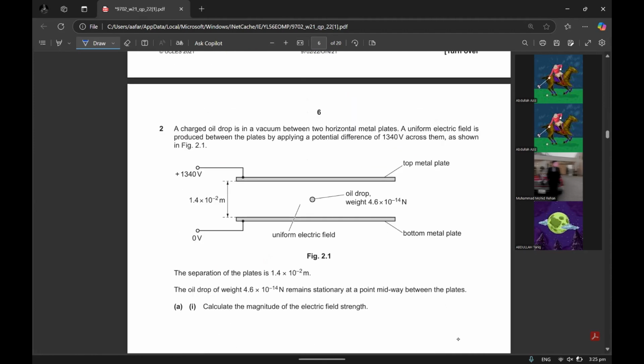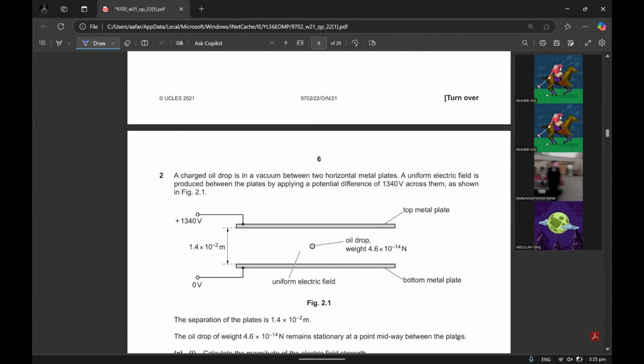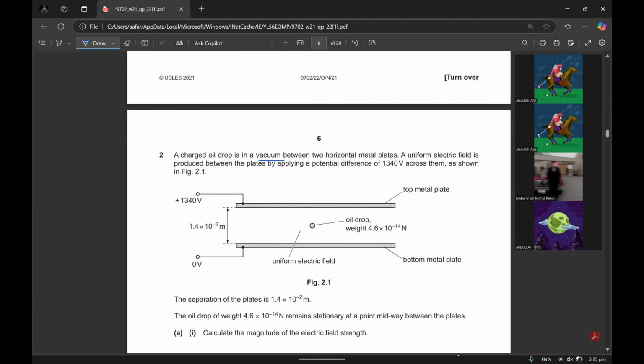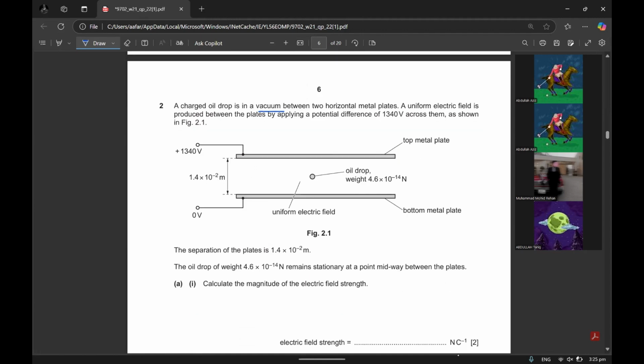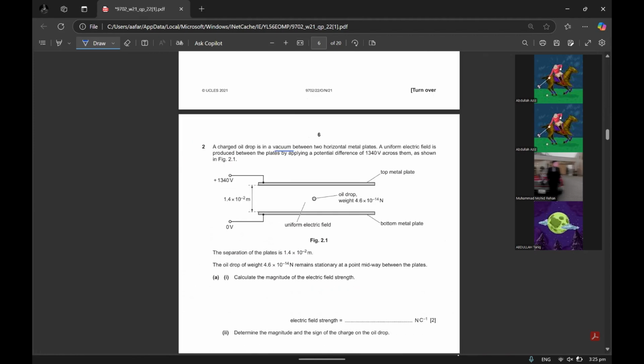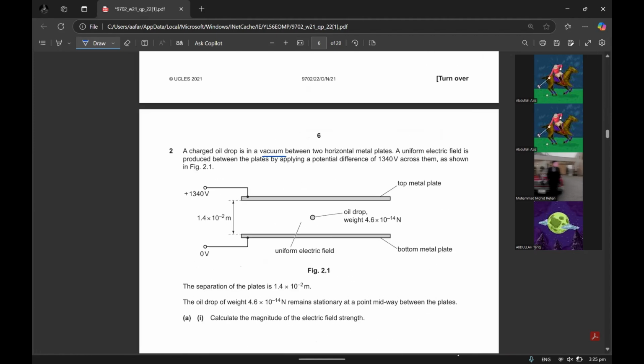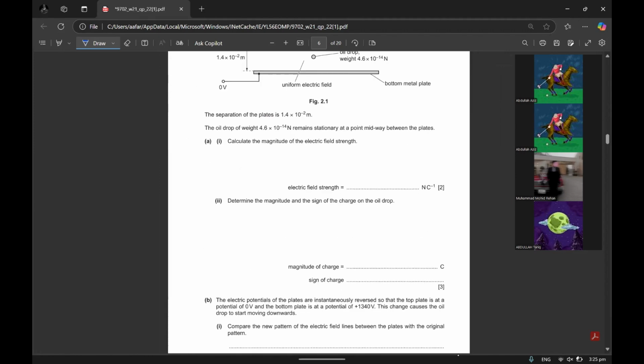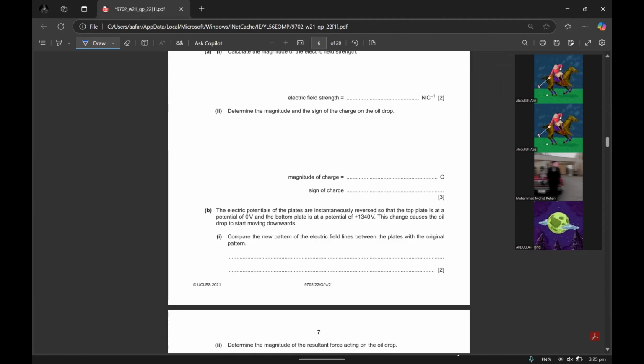Question number 2. A charged oil drop is in a vacuum between two horizontal metal plates. A uniform electric field is produced between the plates by applying a potential difference of 1340 volts across them, as shown in figure 2.1. So basically, this is the charged oil drop. Okay, wait. This question is about electric fields, so I'm just going to skip it since it's not in the new syllabus.